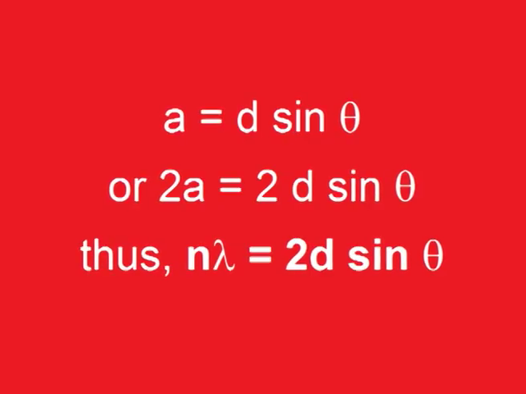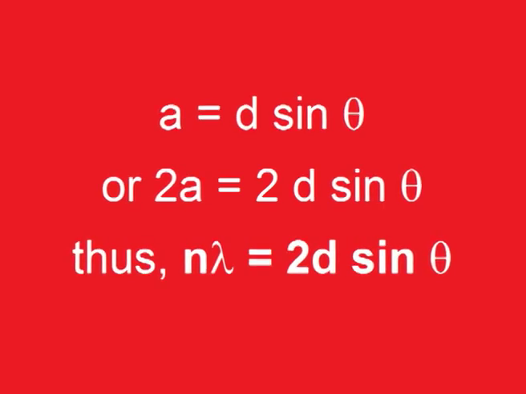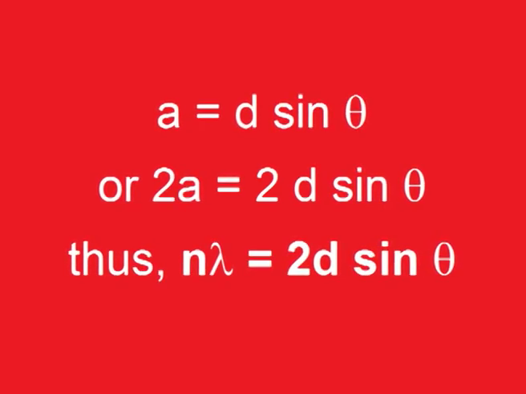But from trigonometry, we can figure out what the distance 2a is in terms of the spacing d between the atomic planes. a is equal to d sin theta, or 2a is equal to 2d sin theta, then n lambda is equal to 2d sin theta. This is known as Bragg's law for X-ray diffraction.